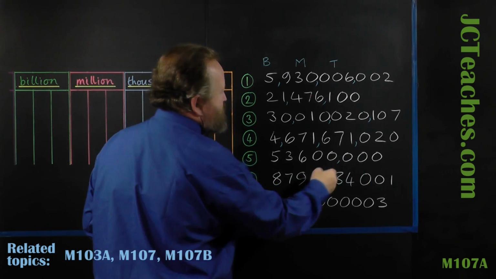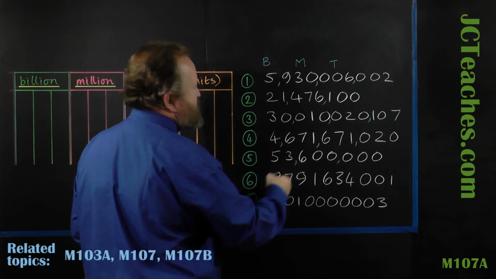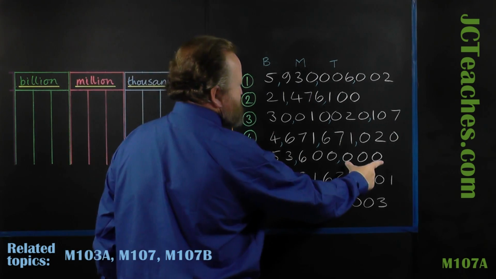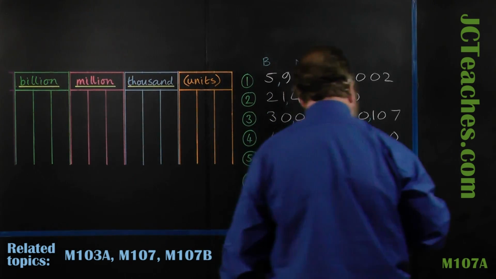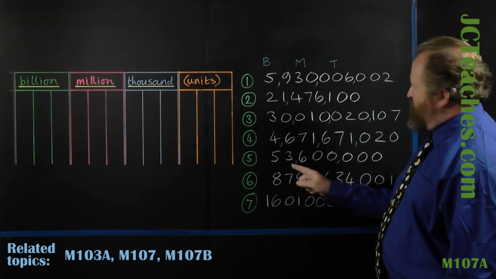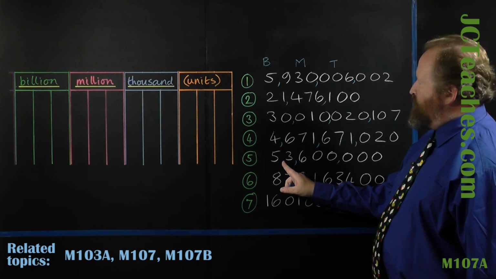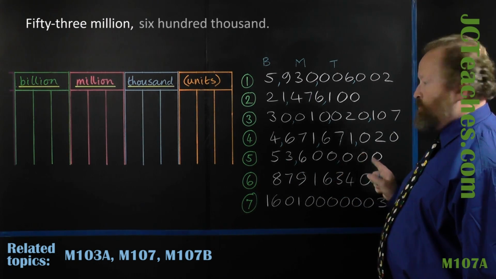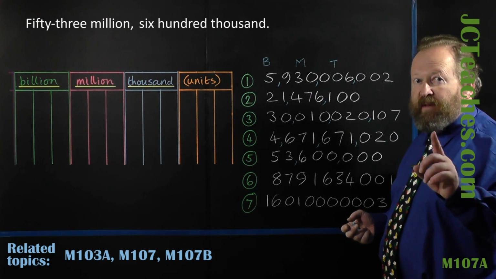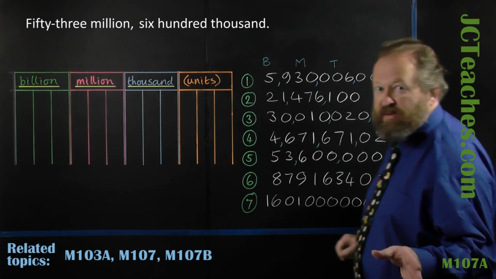The next one. 3 digits. 3 digits. So we've got hundreds, tens and units, thousands, millions. Therefore this will be 53,600,000. And nothing else. So we stop there. No hundreds, tens and units on that one.